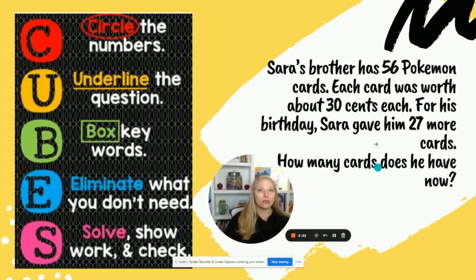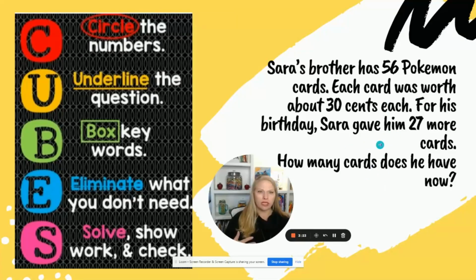So when I introduce a problem, what you see on the right: Sarah's brother has 56 Pokemon cards. Each card was worth about 30 cents each. For his birthday, Sarah gave him 27 more cards. How many cards does he have now? If I were to go through and follow all of these steps, you'd start to see that I could circle 3 different numbers. I could underline the question, how many does he have now? I could box keywords, how many, gave him. That's a keyword. Was worth, maybe not. Okay, so I have a couple of different keywords.